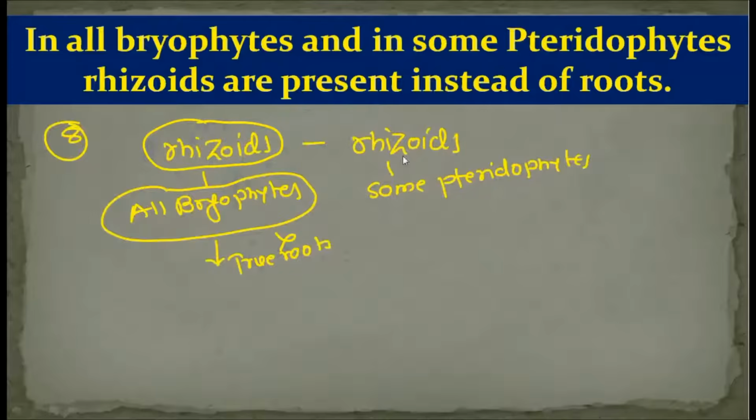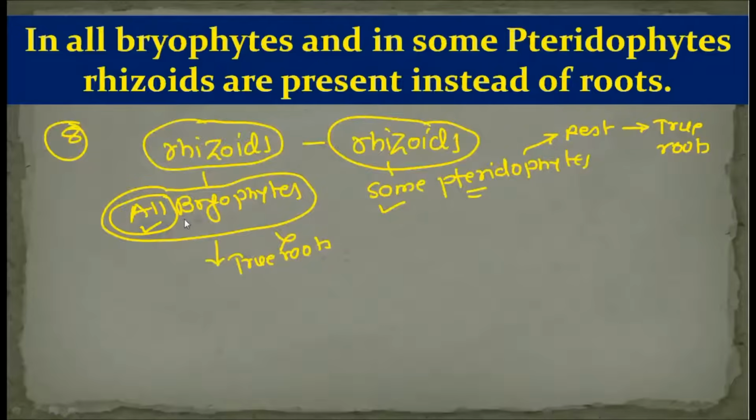That is why the new term has been introduced. It's called rhizoids. While some pteridophytes also show the presence of rhizoids. Here, some means not all pteridophytes show the presence of rhizoids. Only some pteridophytes have the rhizoid structure, while the rest of the pteridophytes show true roots. So you should remember carefully: while writing about the bryophytes, you should mention the word all. That is, all bryophytes have rhizoids. Only some pteridophytes have rhizoids. So this is the similarity between the bryophytes and pteridophytes, that they both contain rhizoids, but in bryophytes all members have rhizoids, while only some pteridophytes have them.